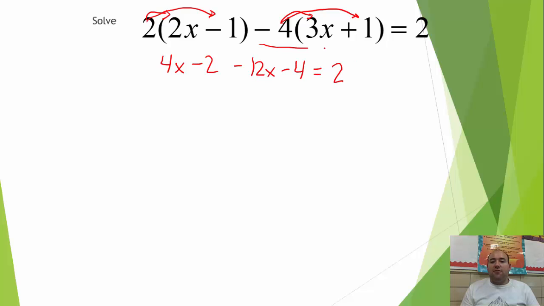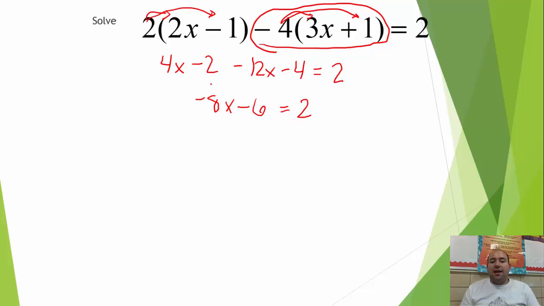Be careful with this second set here, ladies. When you distribute, you're not just distributing a 4, distribute that minus 4 in, so that way you're not going to get confused with double negatives. So I really did negative 4 times positive 3 gets me negative 12, and negative 4 times positive 1 gets me negative 4. Okay? Now I've got two terms with x's, so why don't I combine those? 4 and negative 12 makes negative 8. I have two numbers on the left side as well, so I'll combine those, and I get negative 6.